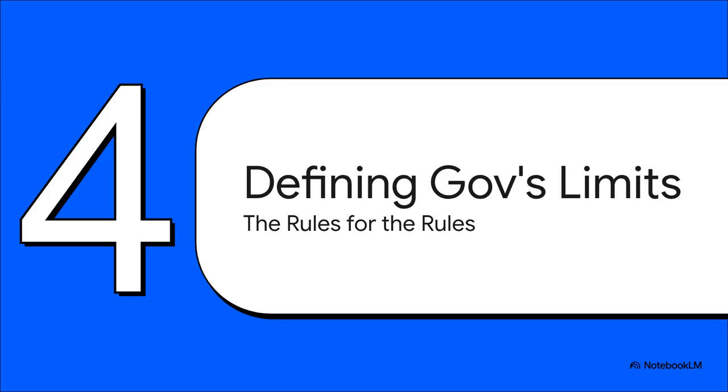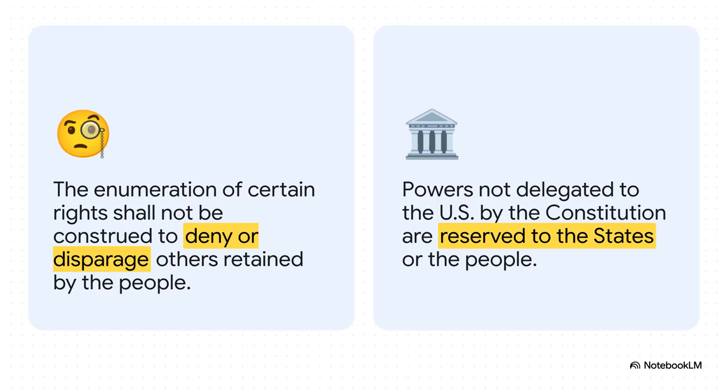For our final section, we're going to zoom out a bit, moving from specific rights to the very nature of power itself. You can think of the last 2 amendments in the Bill of Rights as the rules for the rules, because they define the fundamental boundaries of government authority. So let's look at these two side by side, because they're a really powerful duo.